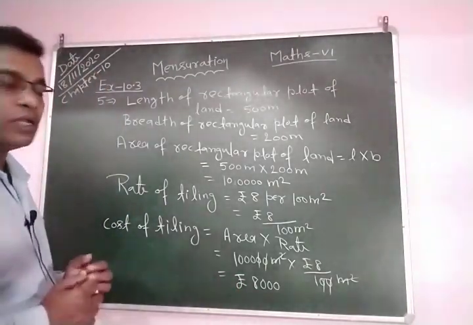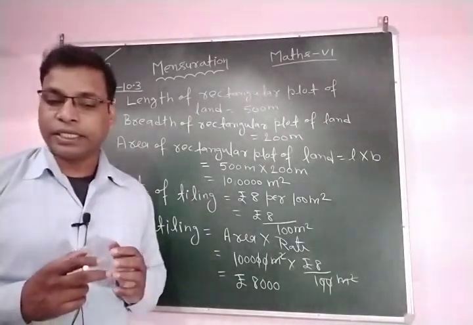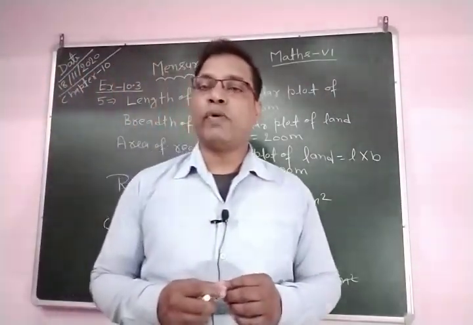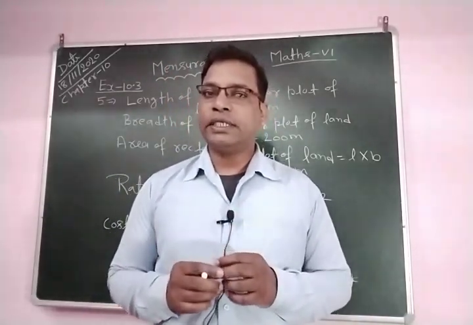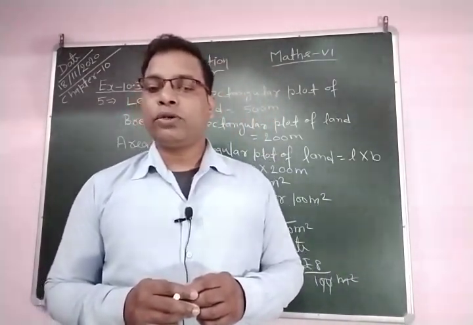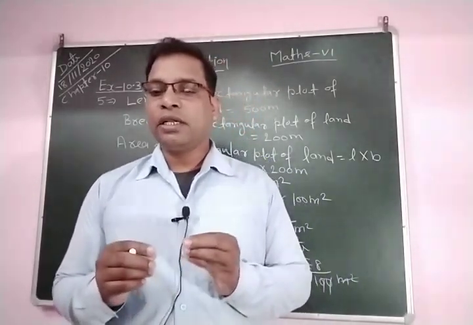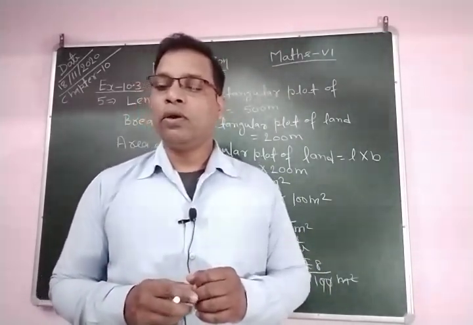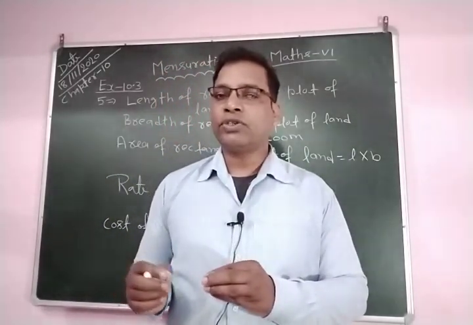So students, I hope all of you understood this question. Now we are going to discuss the next question, question number 6 of exercise 10.3, chapter 10 Mensuration. What is question number 6? A tabletop measures 2 meter by 1 meter 50 centimeter. It means that it is 2 meter long and 1 meter 50 centimeter wide. What is its area in square meters? We need to find its area in square meters.